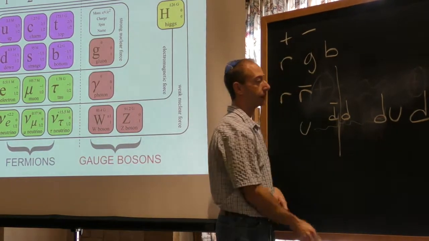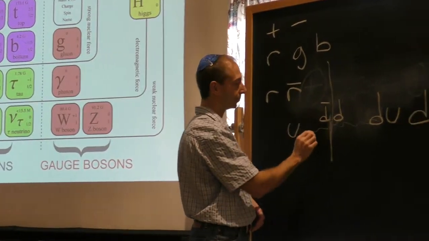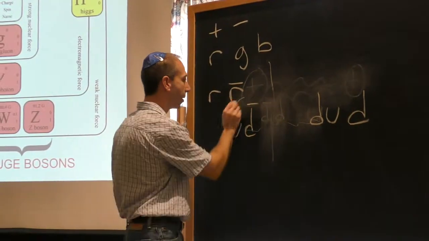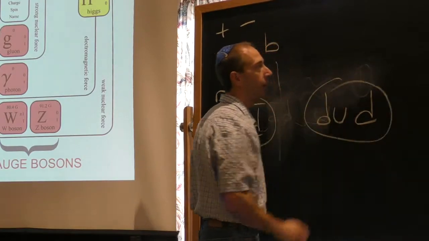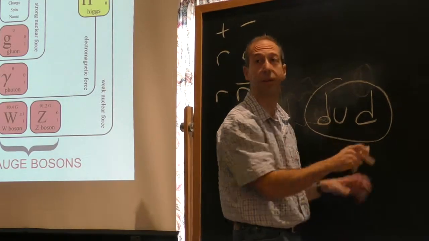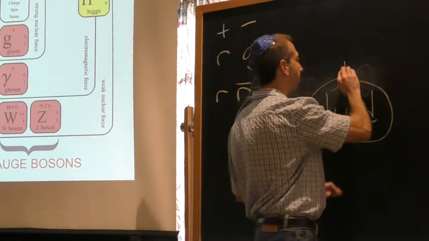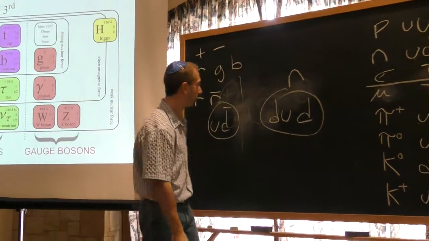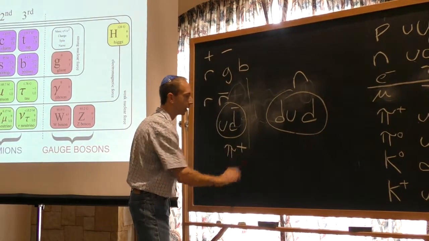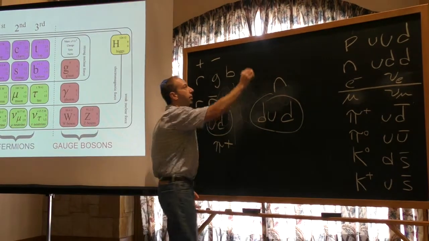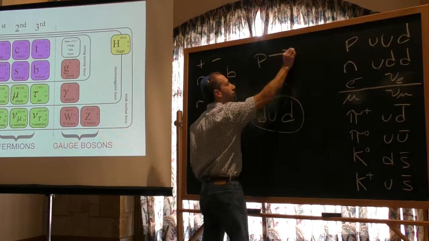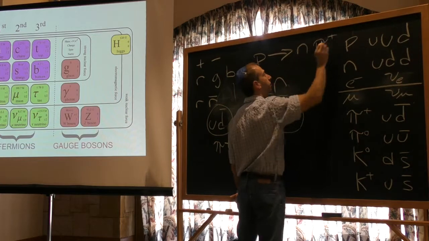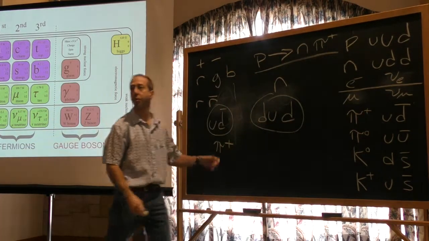You get a D over there, a UDD, and a U-D-bar over here. And now I have two particles. This one, the order of these things doesn't matter, is a neutron. This one, my up-down bar, is a pi plus. So what I've done is I've taken a proton, and I've made my proton go into a neutron and a pi plus. That interaction is what just happened here.